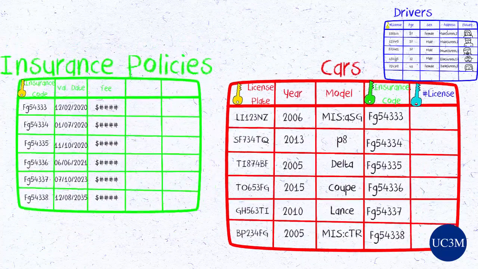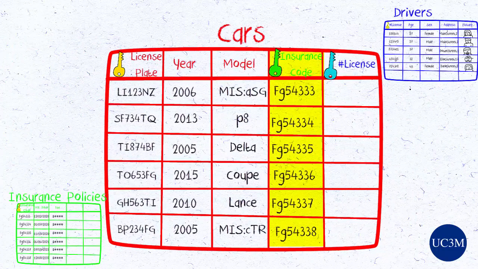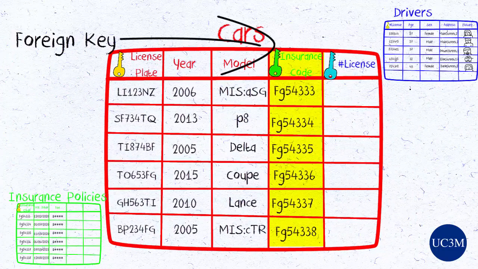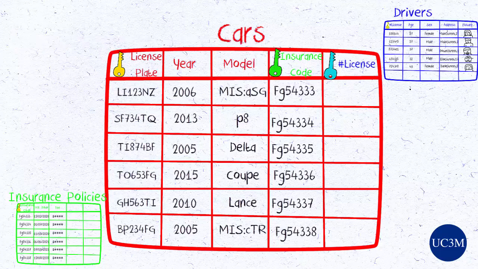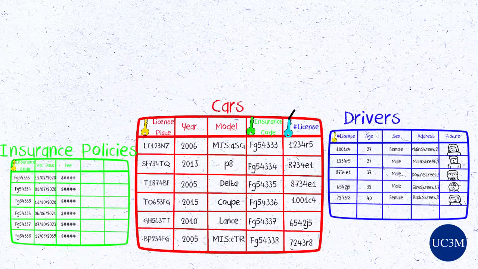Thus, in the cars table, this column or attribute or field would be a foreign key. A key indeed, since it is a primary key in another table, but a foreign, not primary key, since it resides in a different table. The cars table would also contain a second foreign key column, the driving license number for that car's authorized driver. That must also match the primary key of a row in the driver's table.